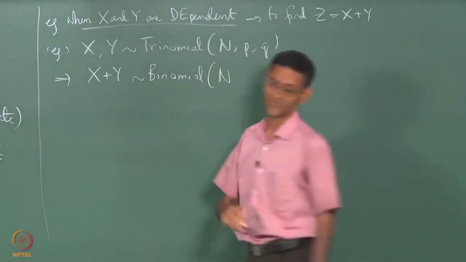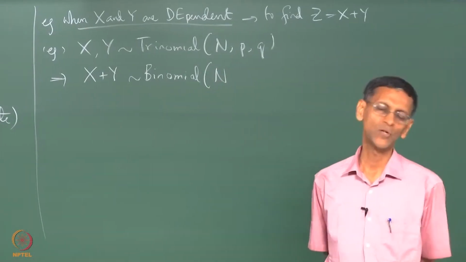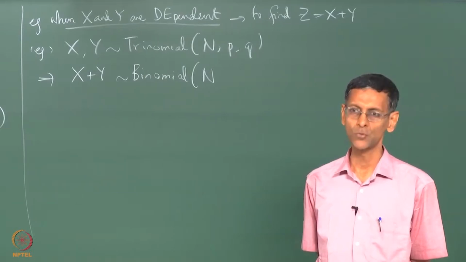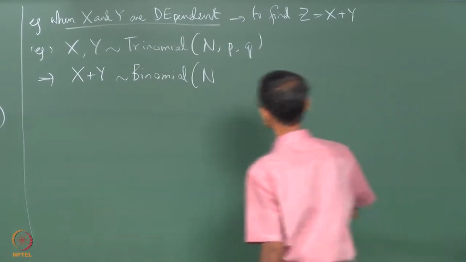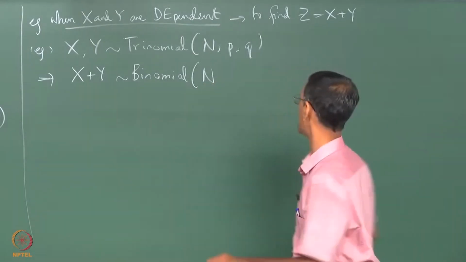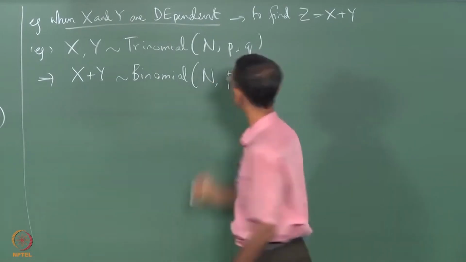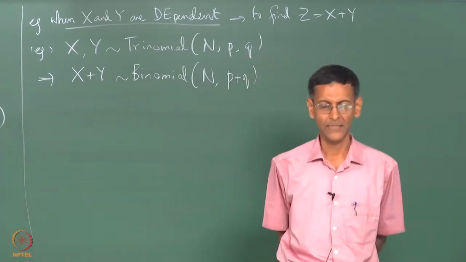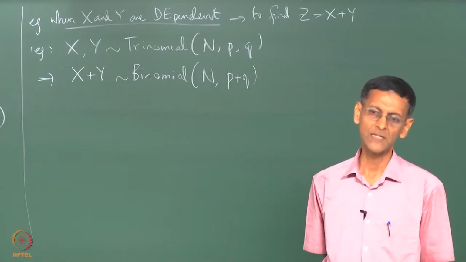N can never increase because you have a total of n trials, or n times you are throwing n balls into bins, right? You do not have more than that. So you cannot get 2n or any such thing. So it has to be limited by this n, but the probability of that box would become bigger and it will become p plus q, because you are looking at either the first event or the second event.